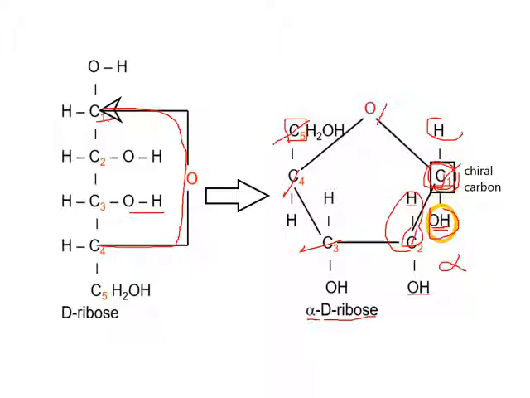The other thing you have to do is tell me if it's alpha or beta. It's just this one here, not this one or that one. If this one's pointing down, that's alpha. And in the next slide, you'll see that it's pointing up, and it's beta.